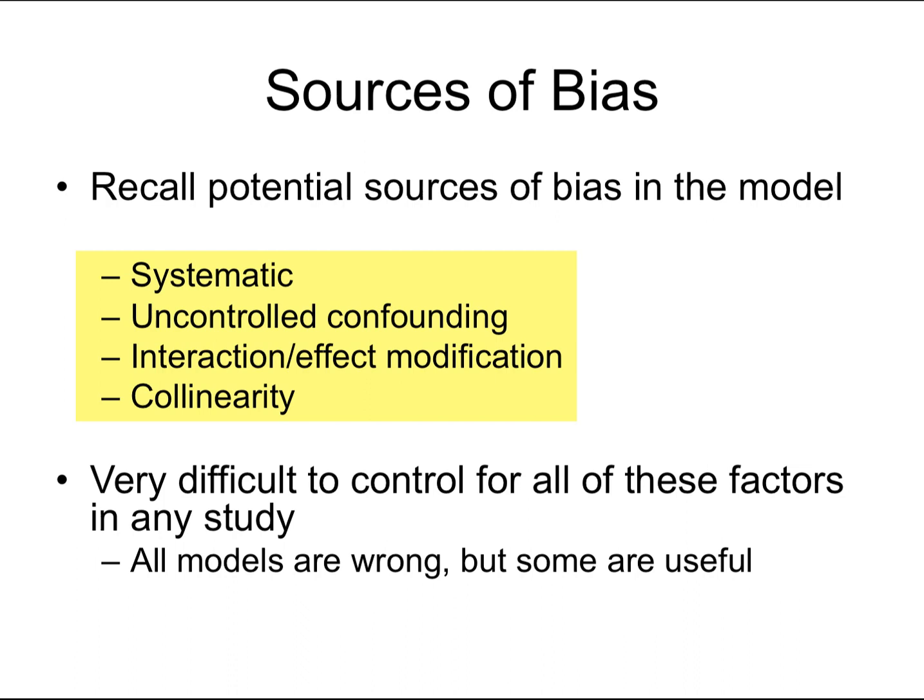And we'll talk more about this as we progress throughout the course. And finally, collinearity is another source of bias, which I've said means that x1 and x2 are highly correlated. It's really hard to control for all of these factors in a study, but we want to get the least biased results as possible. Remember that all models are wrong, but some are useful.